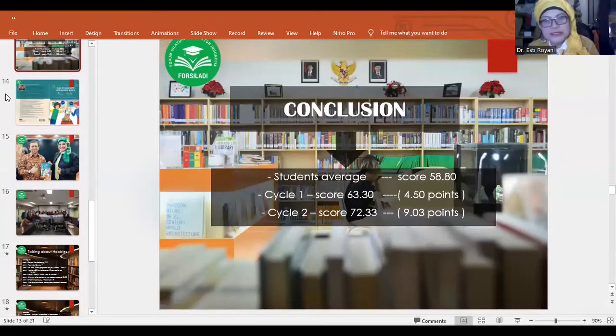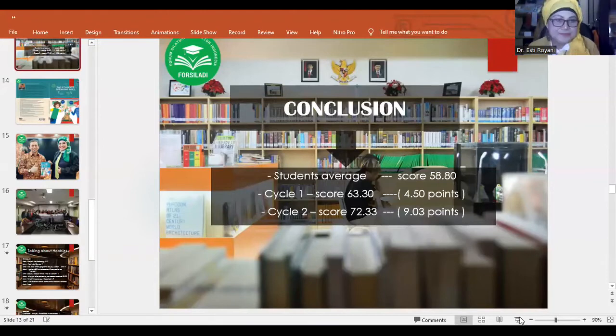And also you can see the students' progress. The first one, in the preliminary study, I got a score of about 58.80. So this is really a low score. After I used power using functional language example in cycle 1, they increased to 63.33. And after that, I rewound once more and did the test again. In cycle 2, we got a score of 72.33. That is enough, I think. And then the students can improve their speaking skill with this strategy.